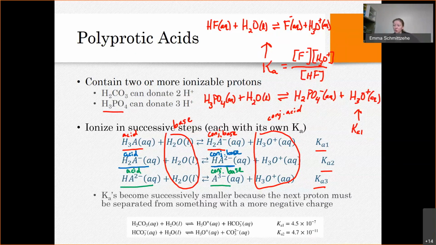So as you can see for the carbonic acid, the Ka1 and Ka2, the first one is on the order of 10 to the negative 7th, which is a pretty small value. But the second one's even smaller, being on the order of 10 to the negative 11th, okay?